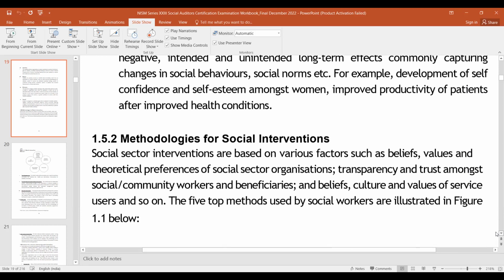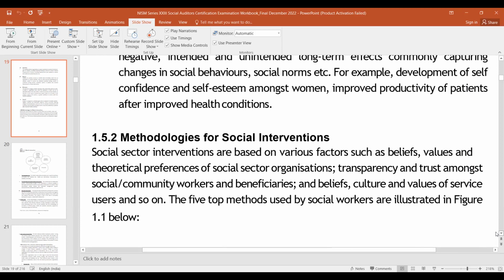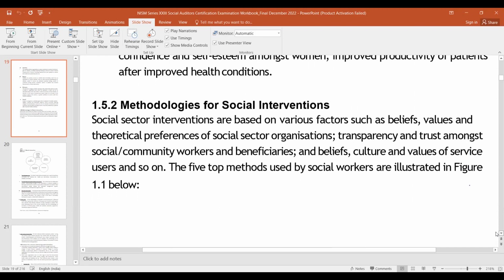Now, what are the methodologies? We have studied the various types of social interventions: poverty, social development, social capital, stakeholders, sustainability, inputs, activities, outcomes, outputs, impact. Now, what are the methodologies? Social sector interventions are based on various factors such as beliefs, values, and theoretical preferences of social sector organizations, transparency and trust amongst social or community workers and beneficiaries, and beliefs, culture and values of service users, and so on. The 5 top methods used by social workers are illustrated in figure 1.1 below.